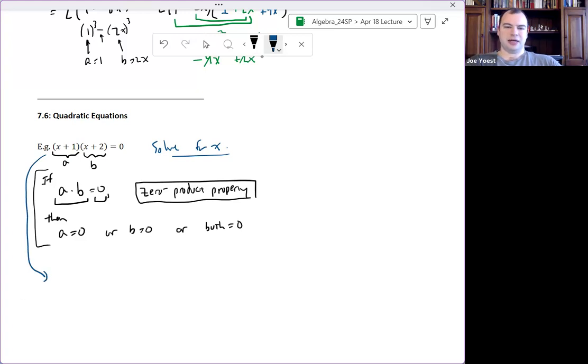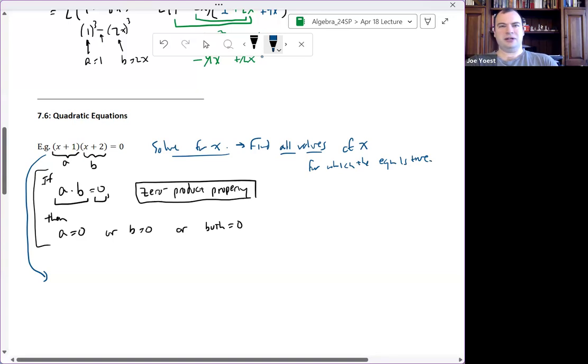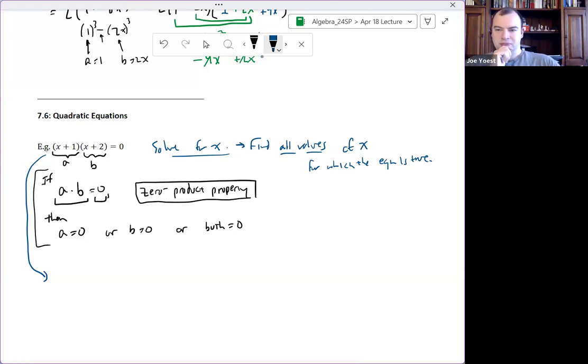So if I want to solve for x, what do I mean when I say solve for x? Well, really what I mean is find all values of x for which the equation is true. In other words, find all values of x for which, if you substituted them into the equation, you would end up with a true equation. So I'm not just looking for a value of x where it's true. I'm looking for all values of x.